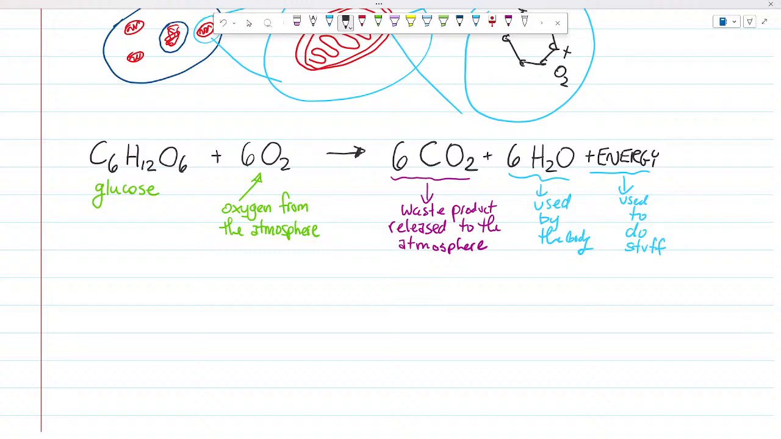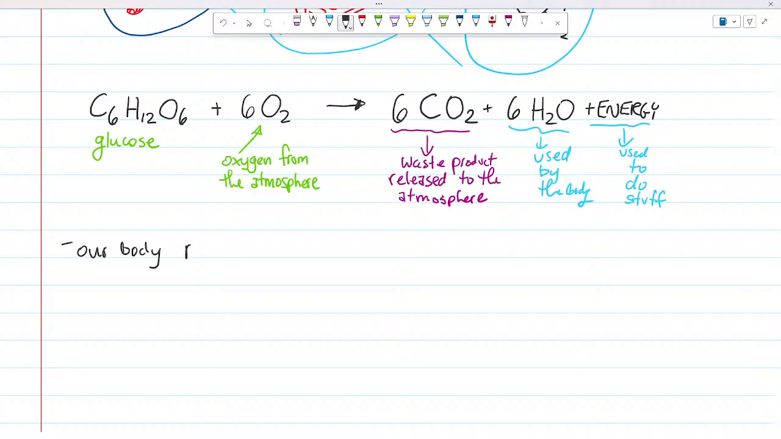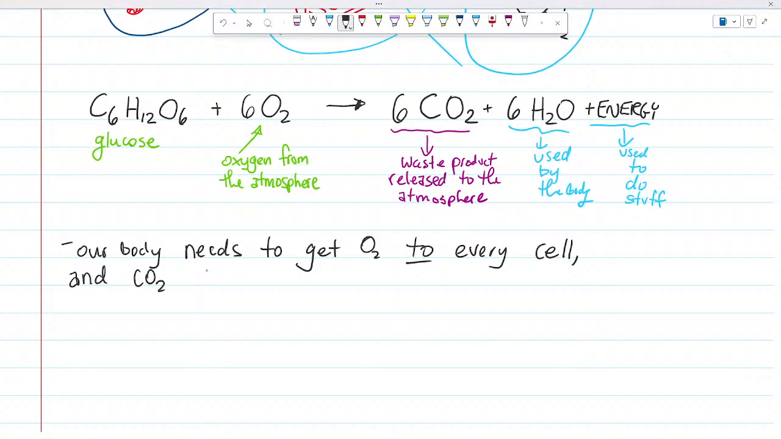How's that feel? So basically, our body needs to get oxygen to every cell and CO2 from every cell.